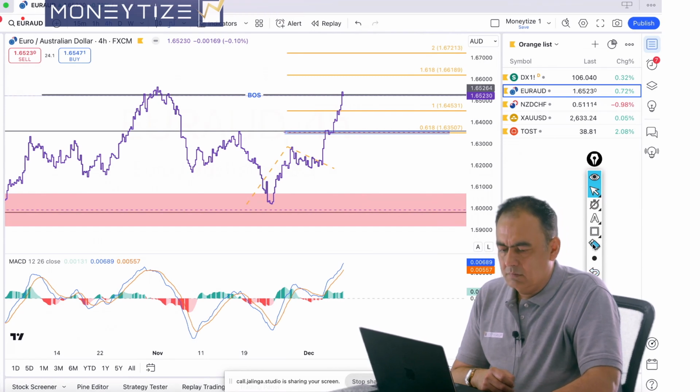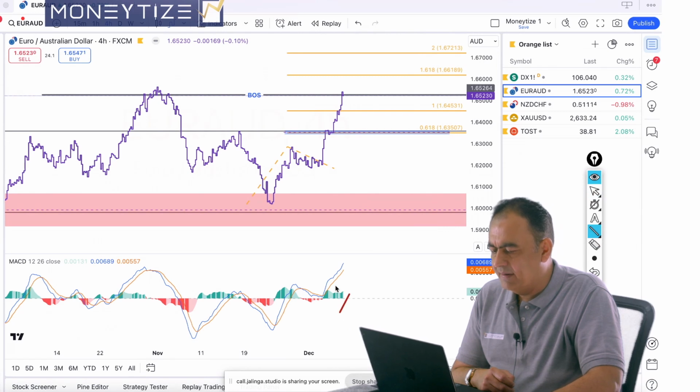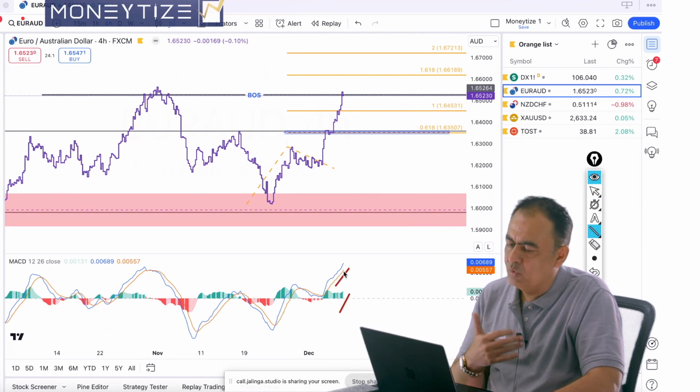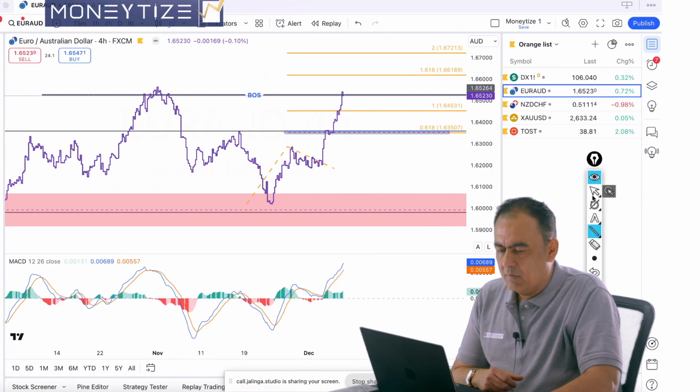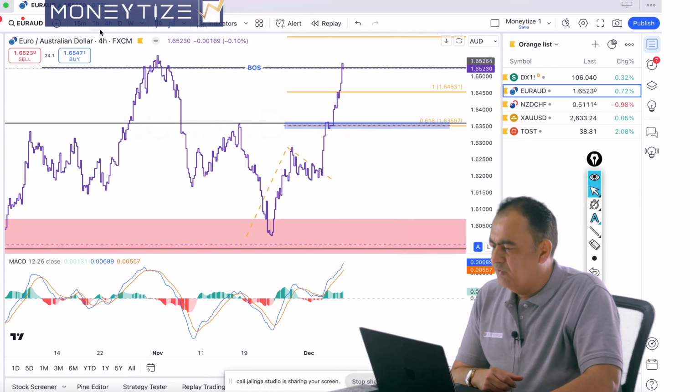And what about the condition on MACD? MACD histogram is rising, MACD lines, they are clearly rising. So no signs against. Buyers are running strong at the moment. Now let's move to the 1 hourly chart.